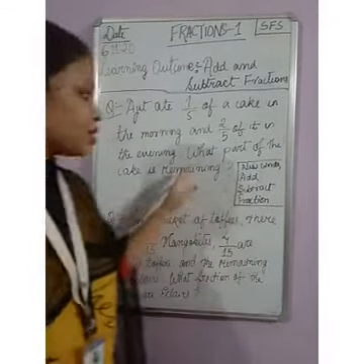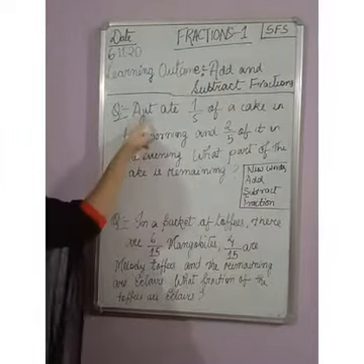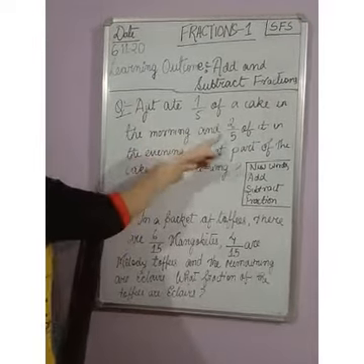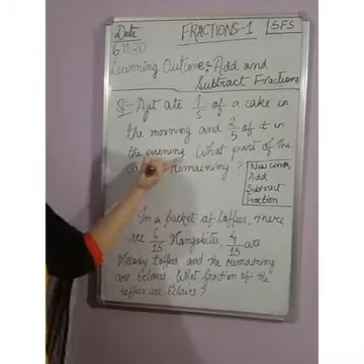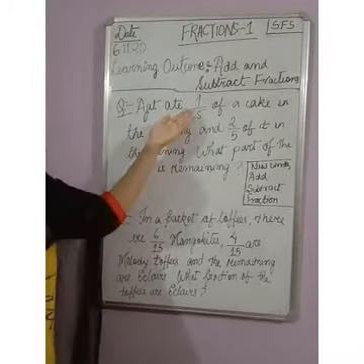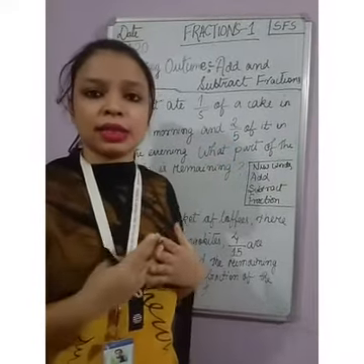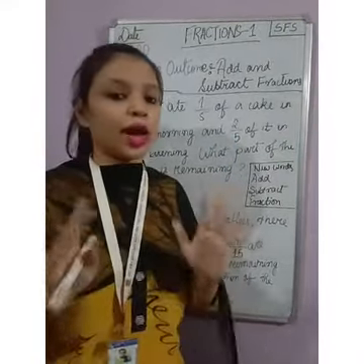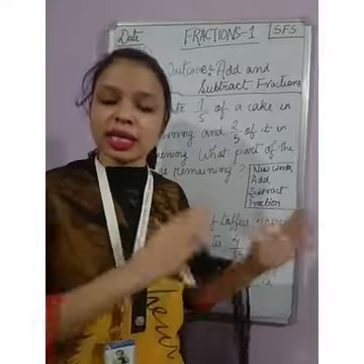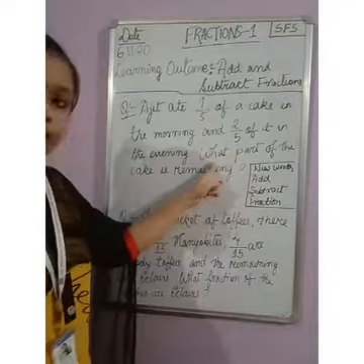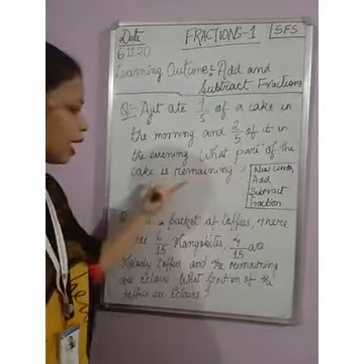Let me read out the question here. The first question is, Ajit ate 1 by 5 of a cake in the morning and 2 by 5 of it in the evening. From this 1 by 5 and 2 by 5, we can see that the cake has been cut into 5 equal parts. So he has eaten 1 by 5 and 2 by 5. Now the next part of the question is, what part of the cake is remaining?